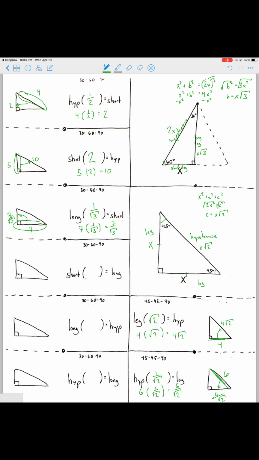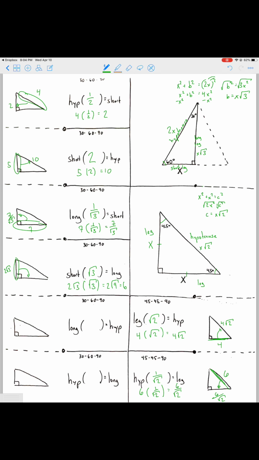Likewise, if we went the opposite way, if we have the short and we want to get the long, let's make this a little interesting and say that the short is 2 times the square root of 3. So we take the short, 2 times the square root of 3, and multiply that by the square root of 3. So that means we get 2 times the square root of 9, which would be 6. I'll go over that again in notes on Monday, but it's just a little precursor for what this unit will end up looking like.